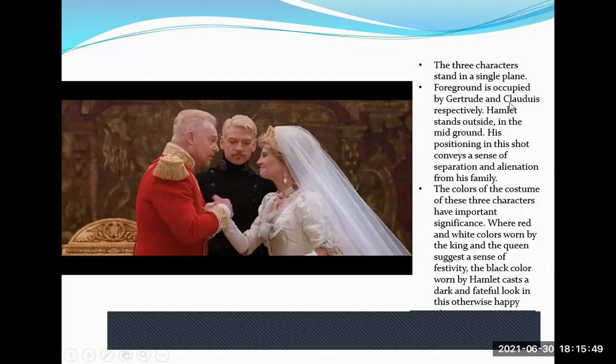Foreground is occupied by Gertrude and Claudius respectively. Foreground is the front part of it. What comes immediately after the camera? It is the man and the woman. The woman is Gertrude, the man is Claudius. And what is then in the midground is what comes after it. It's their son, Hamlet. And this positioning is also important because the director wants you to pay attention to the nuptial bond of his mother and his uncle, the two getting married.